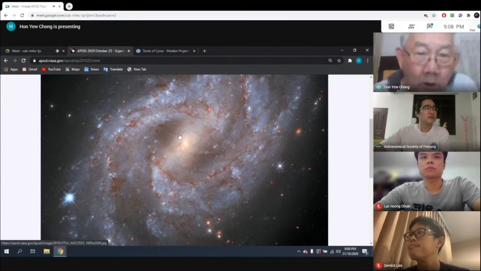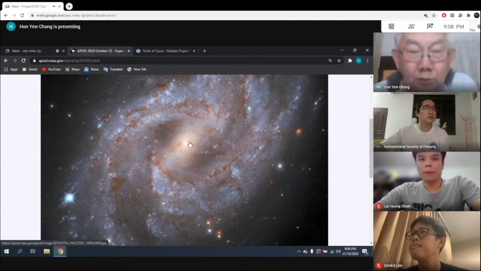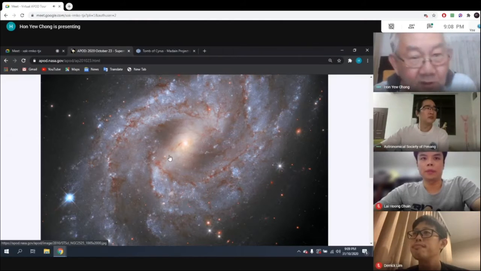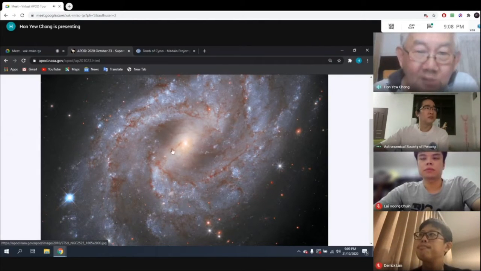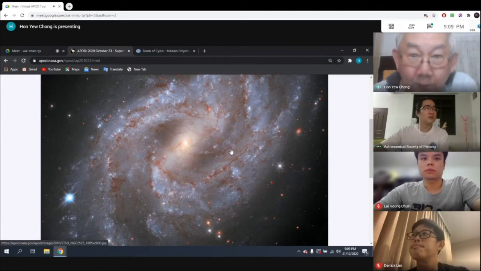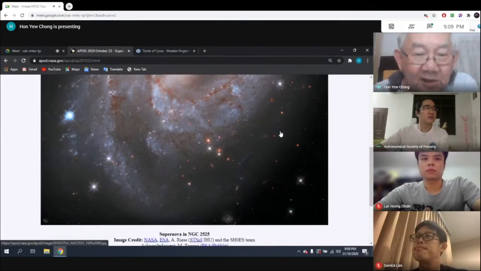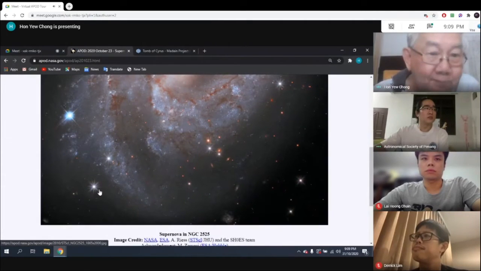And here in the core, you have the population 2 stars. The population 2 stars are poor in metals, meaning they have mostly hydrogen and helium. Usually, the population 2 stars are much older than the population 1 stars. And interestingly, right over here, you have a supernova.